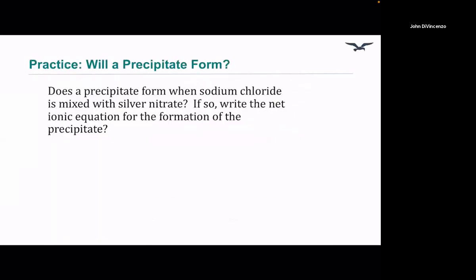All right, so does a precipitate form when sodium chloride is mixed with silver nitrate? If so, write the net ion equation for the formation of the precipitate. Take a minute or so to kind of scratch this out. Obviously, you all know what sodium chloride is. You should know what silver nitrate is by now. We had said that silver basically has only one charge, typically one oxidation state, that's +1. So what you basically do is you swap partners, right? And then decide if one of those new compounds formed is going to be insoluble based on your solubility guidelines.